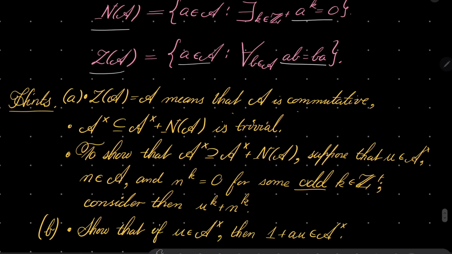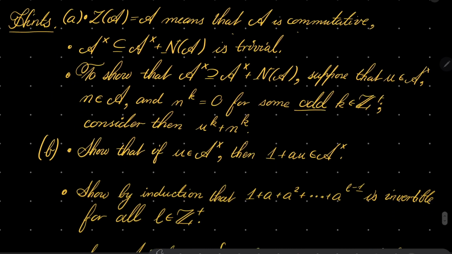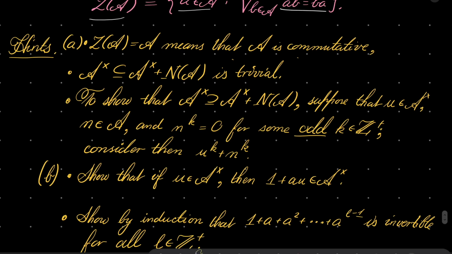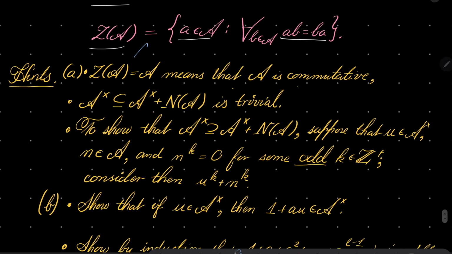And now actual hints. For part A, since the center of our ring is A, that means that our ring is commutative. Just that. And maybe you may wonder, what does this notation mean, set A plus set B? Well, set A plus set B is defined to be the set of all elements a plus b, where a is in A and b is in B. It's used multiple times in this problem.